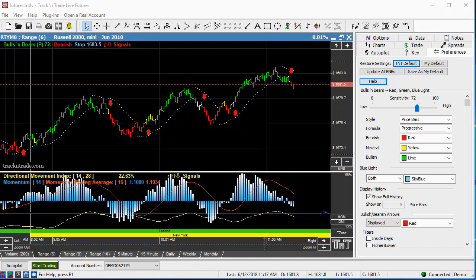What is the Bulls and Bears sensitivity slider? The sensitivity slider allows the trader to fine-tune the Bulls and Bears system against recent market activity. This is what we call tuning in the indicator.